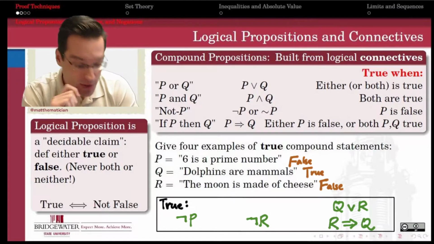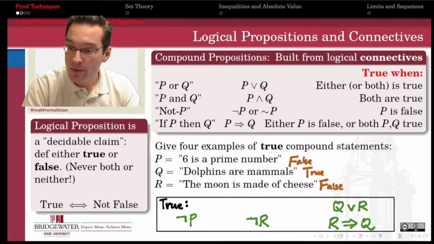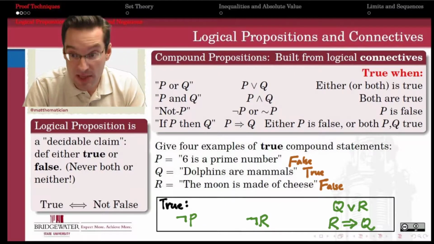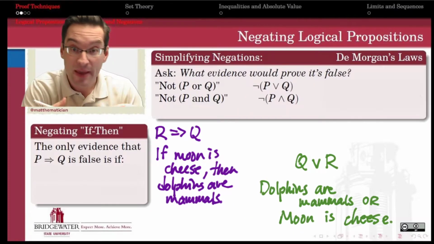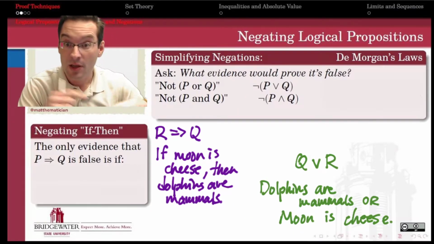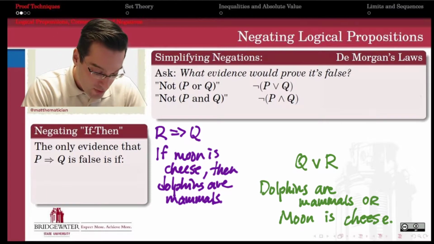Right? So next the question is, how can we negate statements? How do we form the opposite of a logical statement? So how do we make a false statement out of the negation of these 2 true statements? So let's go one step at a time.